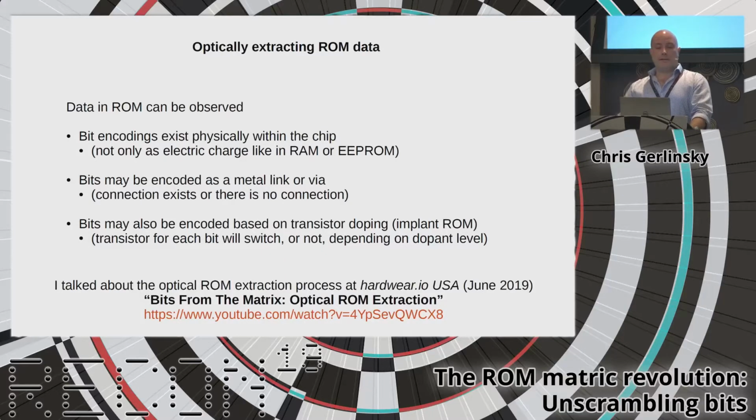So for optically extracting ROM data, the first point is that it can be observed with a microscope. The bit encodings are a physical thing that exists on the chip, so it could be encoded as a piece of metal, whether there's a metal link or not, or it could also be encoded based on whether there's an active transistor or not at that spot in the ROM matrix.